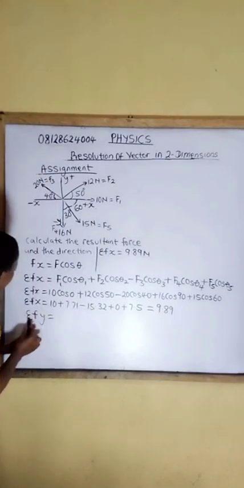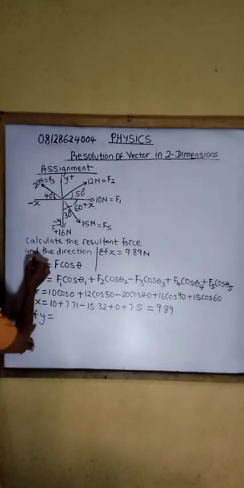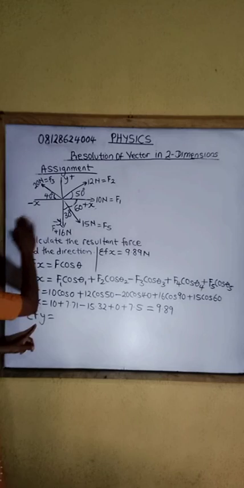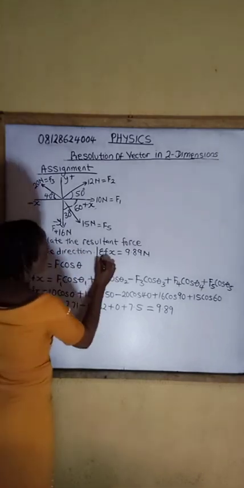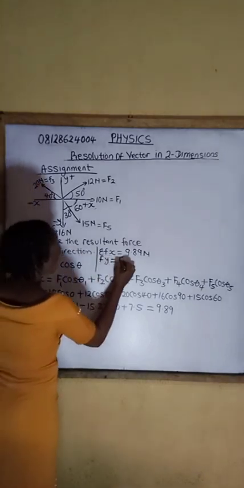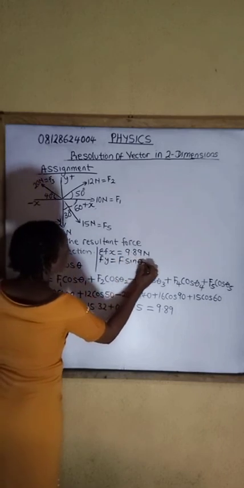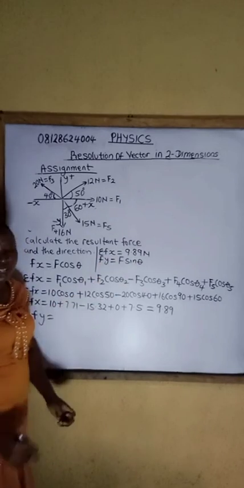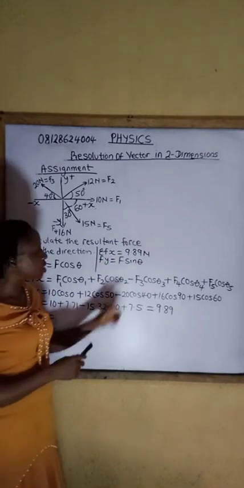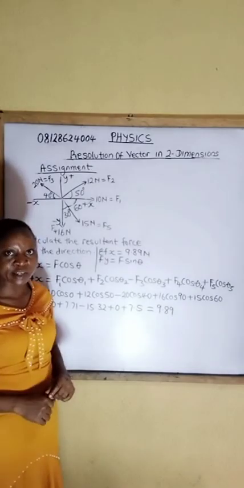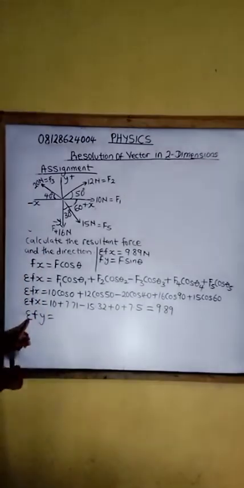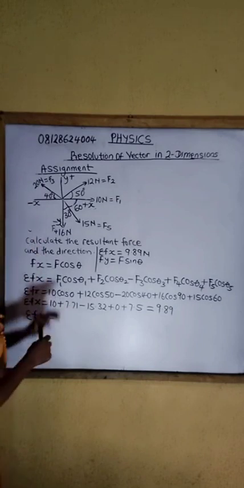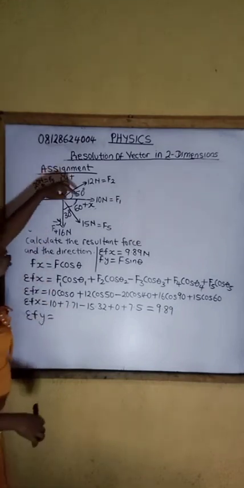So our Fy equals, let me write it somewhere, Fy equals F sine theta. So Fy is the vertical component. I've explained how we arrive at this F sine theta yesterday. So let's look for the summation of vertical components.